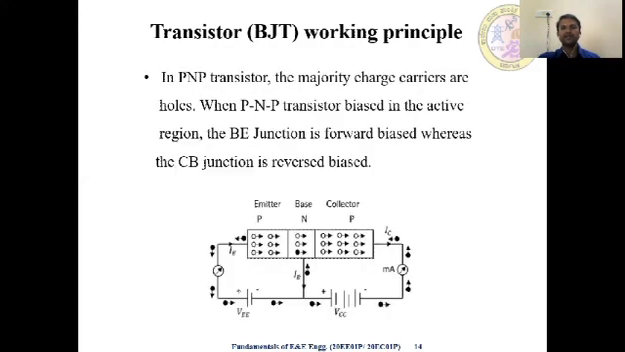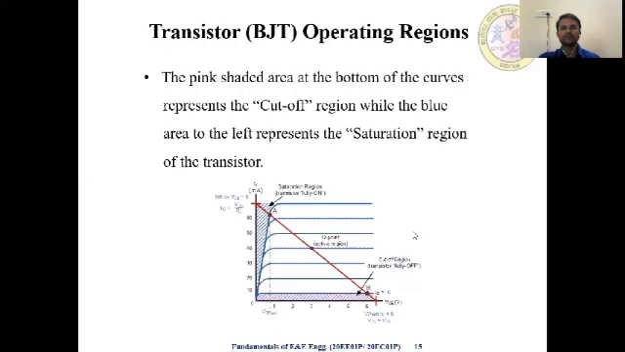In a PNP transistor, the majority carriers are holes. When a PNP transistor is biased in the active region, the base emitter junction is forward biased, whereas the collector base junction is reverse biased.